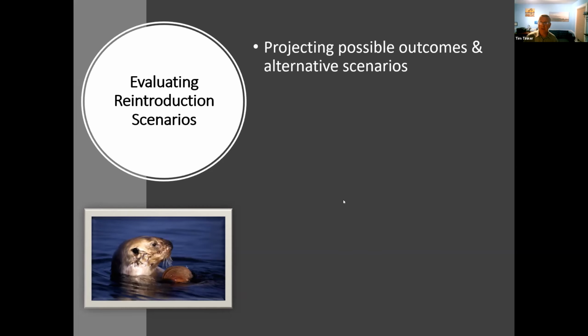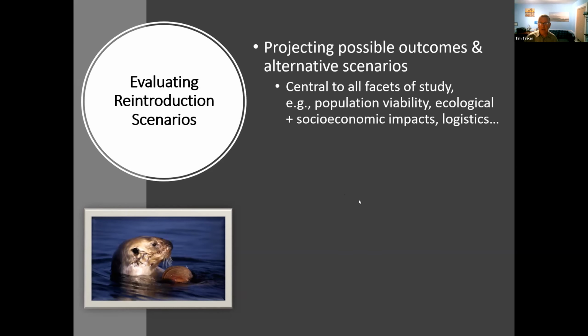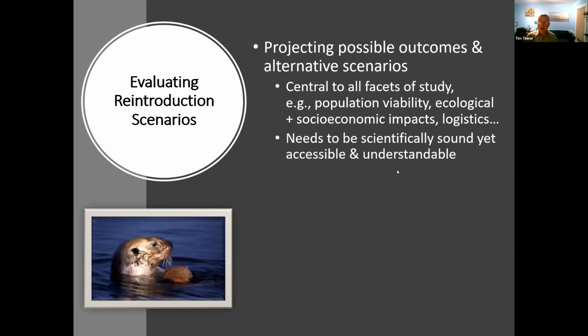Projecting possible outcomes and alternative scenarios is really central to all facets of the study: interpreting how viable a population might be in Oregon, what their ecological impacts might be, socio and economic impacts as well, and evaluating logistics. For all of these things, we need some way of evaluating what a reintroduction might look like. So we need this to be scientifically sound, but also ideally accessible and understandable, so that not just scientists can evaluate these things, but really everybody can.